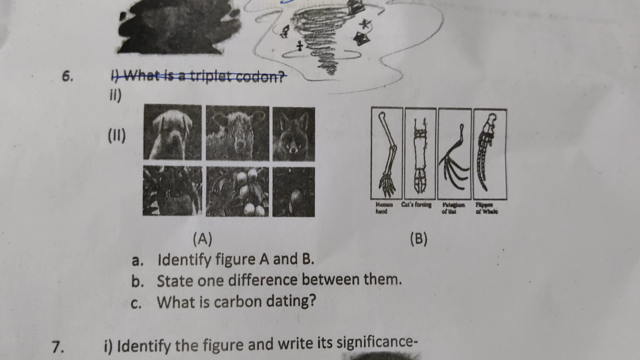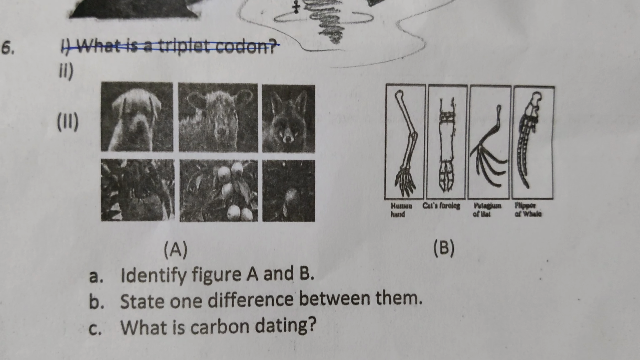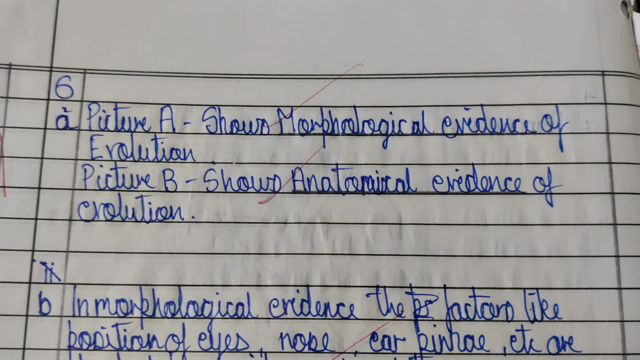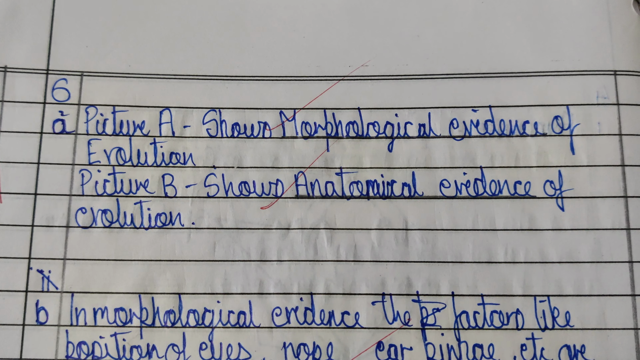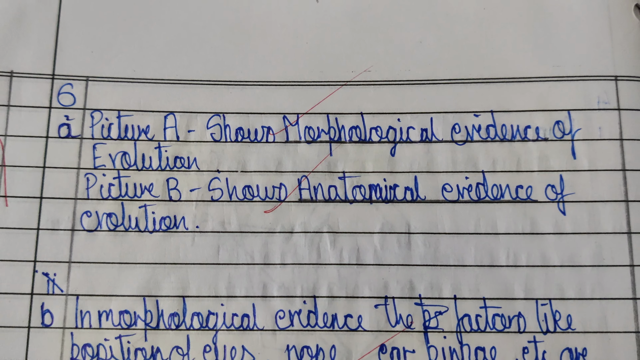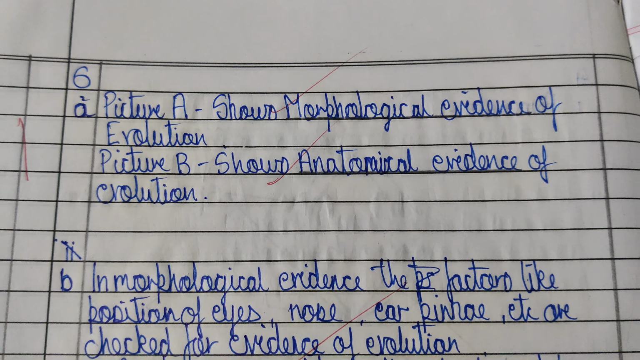Identify figure A and B. State one difference between them. What is carbon dating? Picture A shows morphological evidence of evolution. Picture B shows anatomical evidence of evolution.